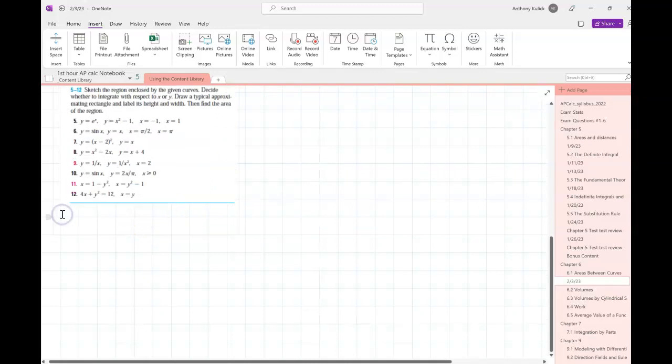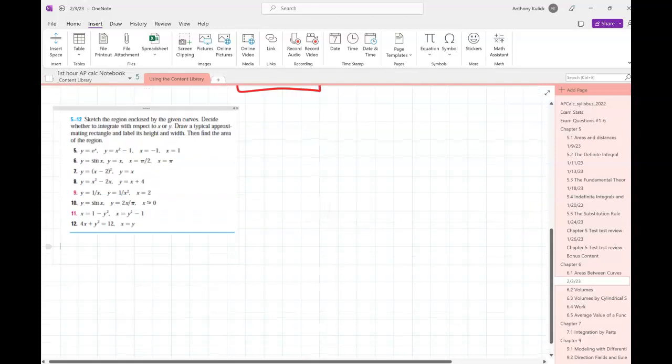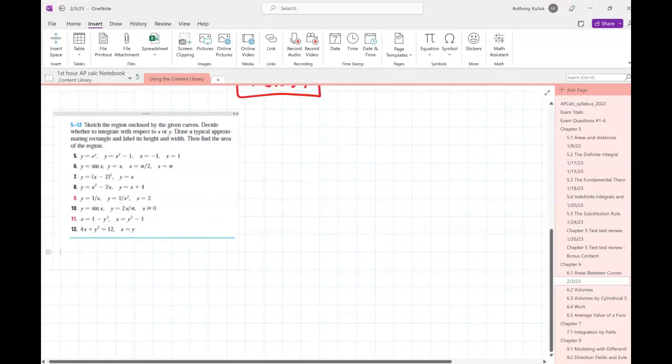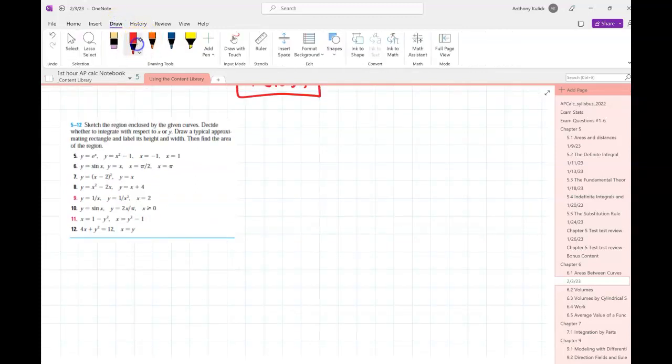All right, so a lot of directions here. It says sketch the region enclosed by the given curves. Decide whether to integrate with respect to x or y. Draw the typical approximating rectangle, label height and width, then find the area of the region. So we have this guy.